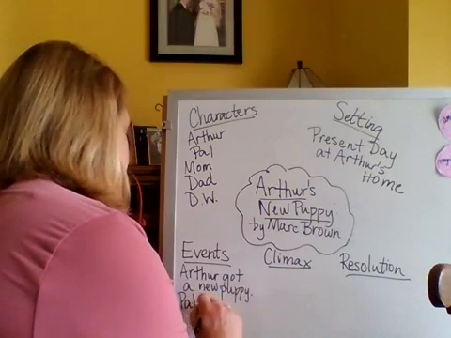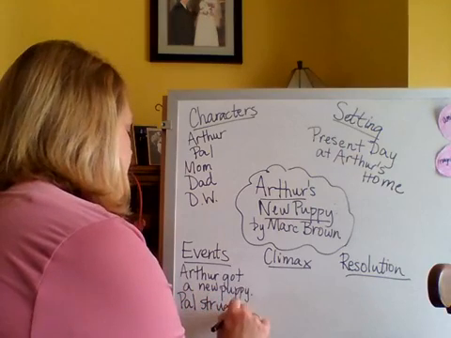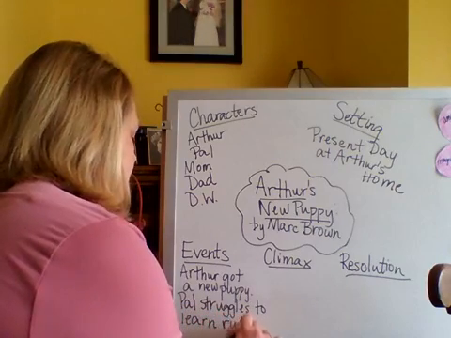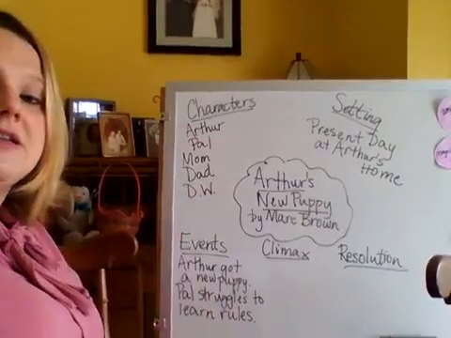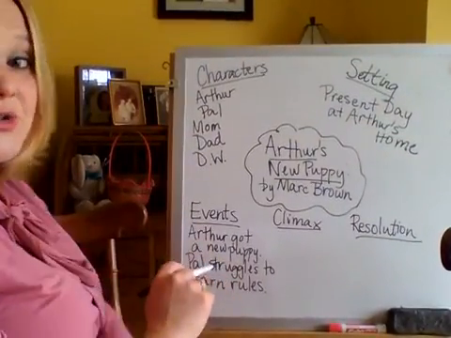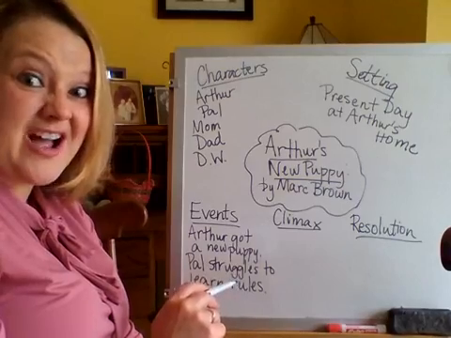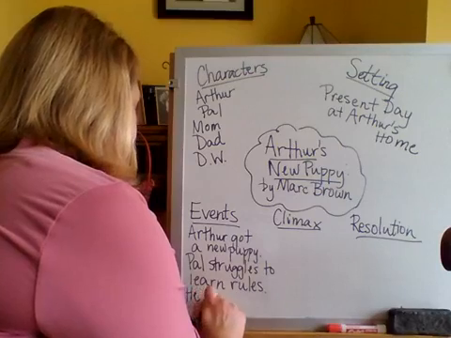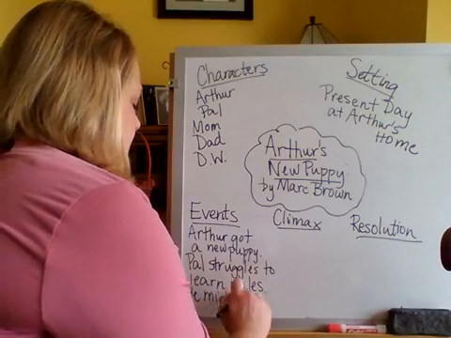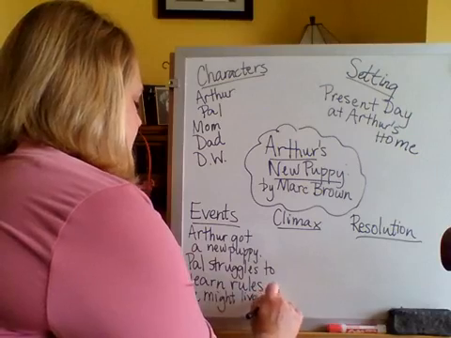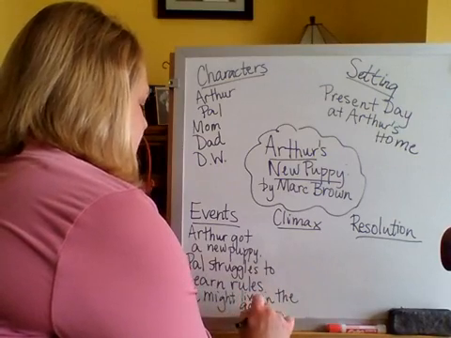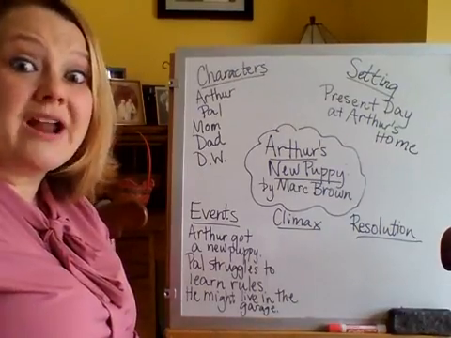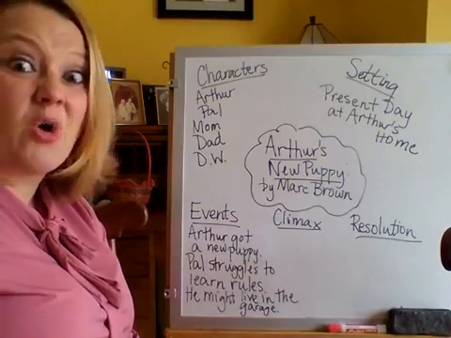Pal struggles to learn rules. And then the main problem is going to be that Pal may end up in the garage, right? So Pal struggles to learn rules. He might live in the garage, which Arthur really doesn't want. He doesn't want that, or he's even more afraid that Pal isn't going to be able to live at home.